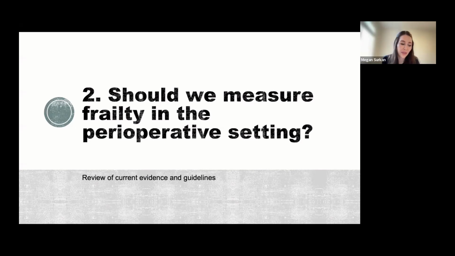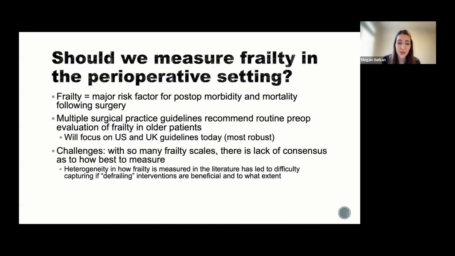And then the second part, I wanted to look at what the guidelines and current evidence say we should do. I'll focus on the 2 most robust guidelines, the American and British guidelines. So I'll focus on those.